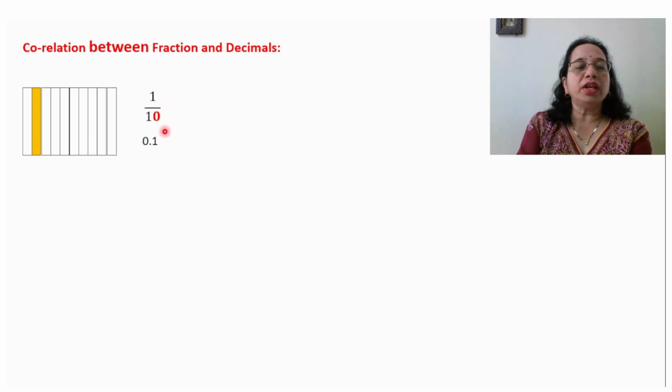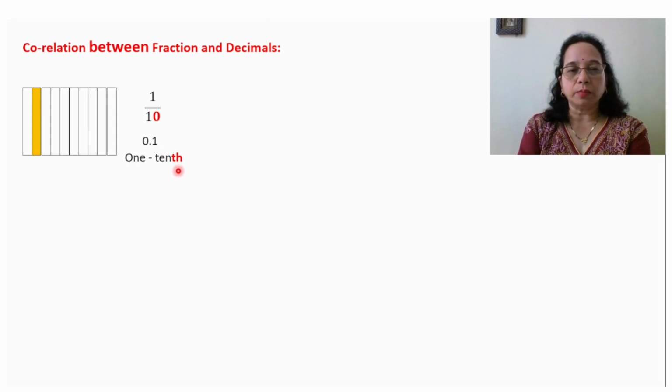And how do we read this? One tenth, because 10 is in the denominator, so we will add th: 1/10. Or, 1 is in the decimal part, so one tenth.